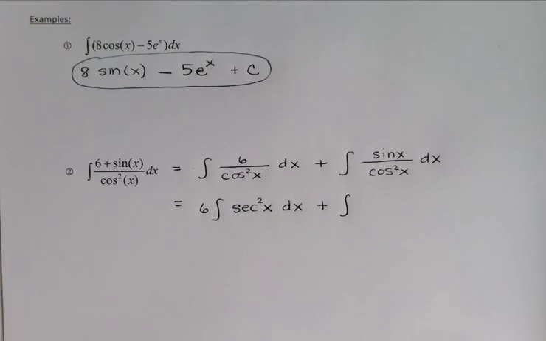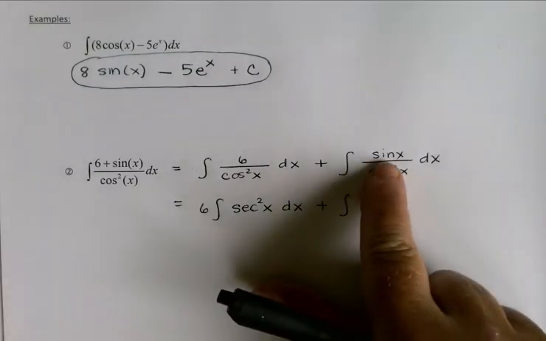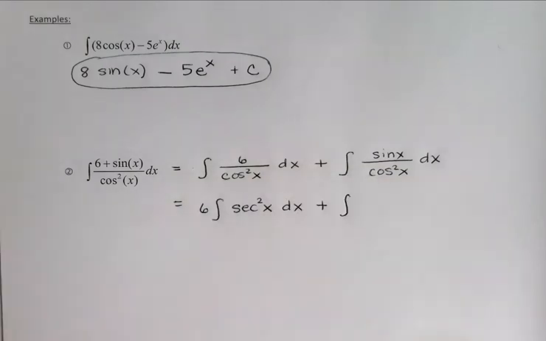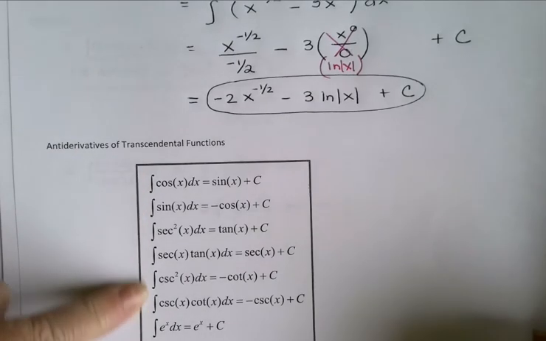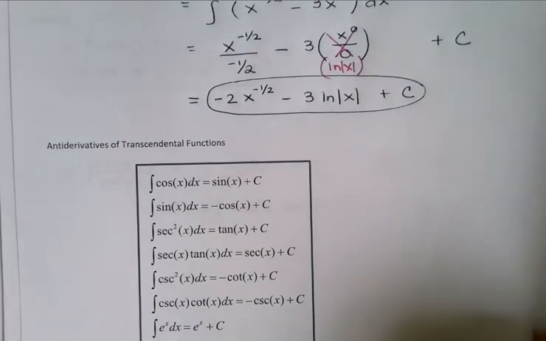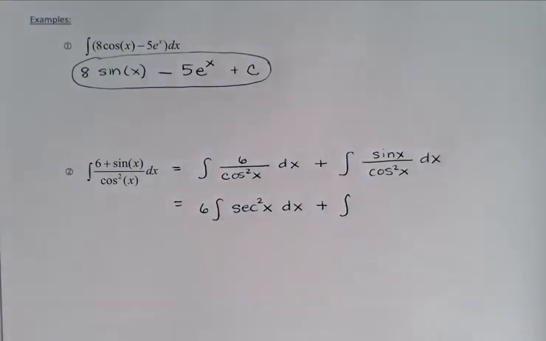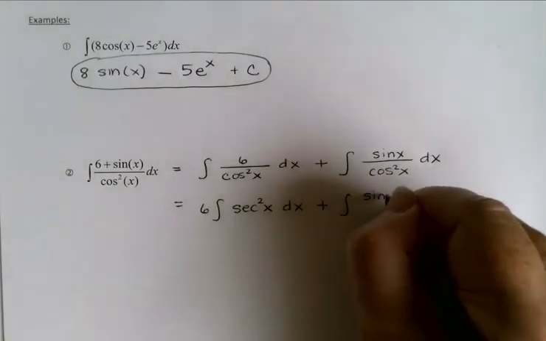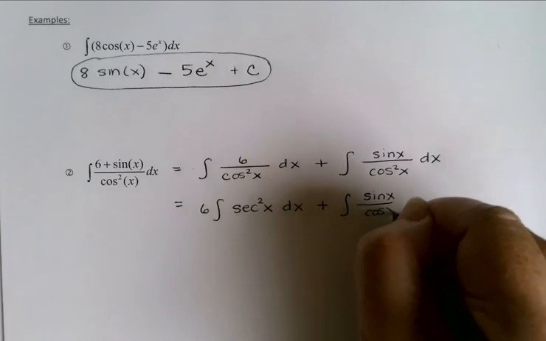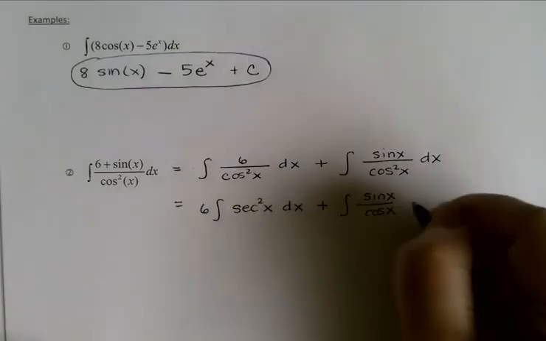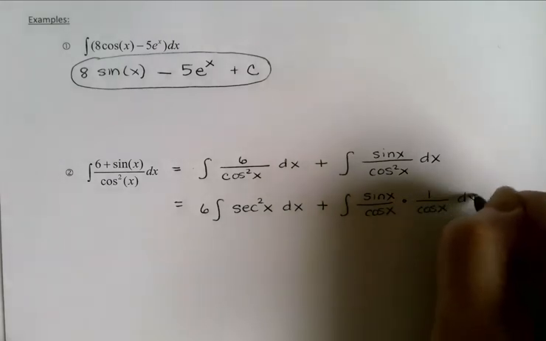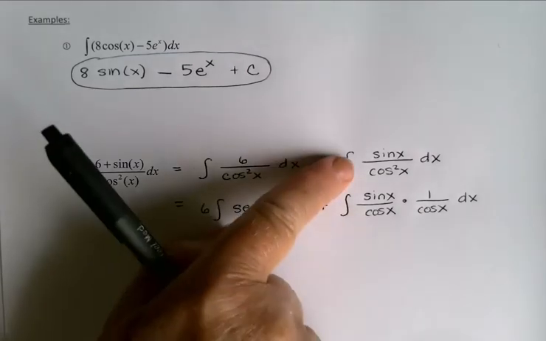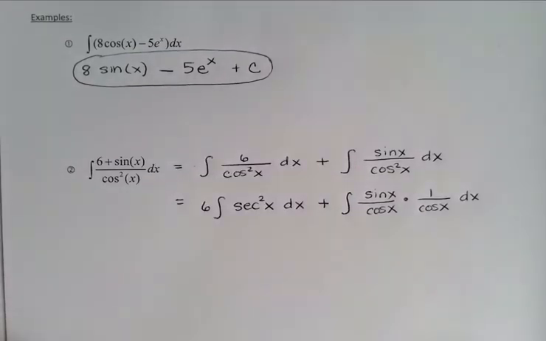sine over cosine squared x. Now I could just make that sine x times secant squared x, but it's not helpful, right? Nowhere on this list do I see sine x times secant squared x. So true, not helpful. Instead, let's try breaking this up another way. I could think of this as sine x over cosine x. I don't mind that because that's tangent. Times 1 over cosine x. Right? If you multiplied these together, you'd get back what you started with, so we haven't really changed anything.